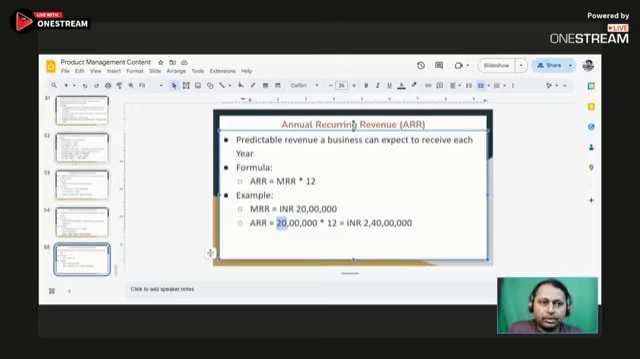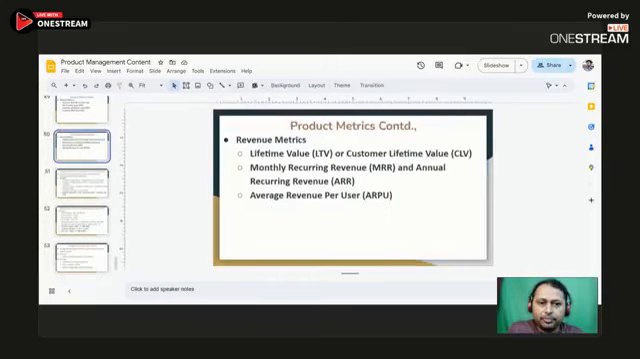So quickly, we talked about lifetime value or customer lifetime value, and next we covered annual average revenue per user. Next we finally finished off with MRR, monthly recurring revenue, and annual recurring revenue.